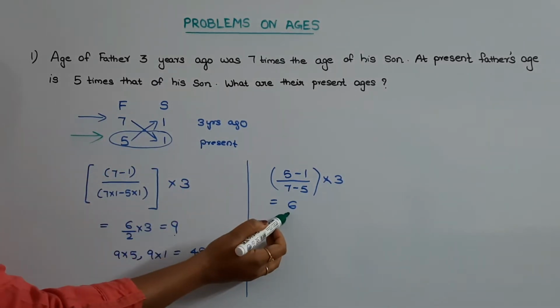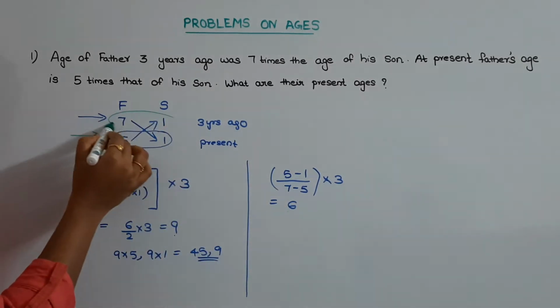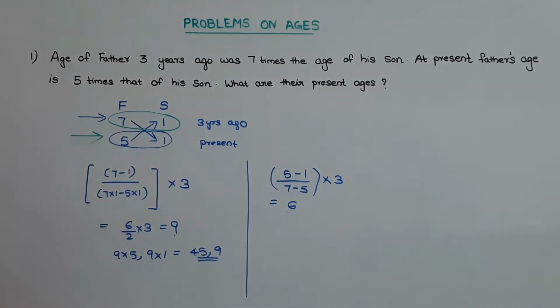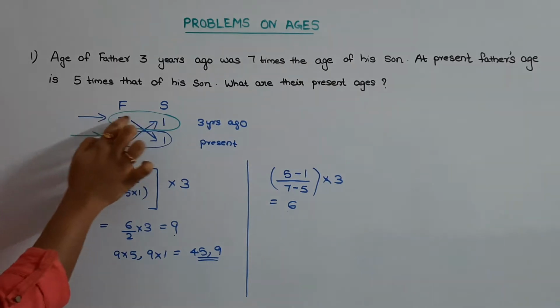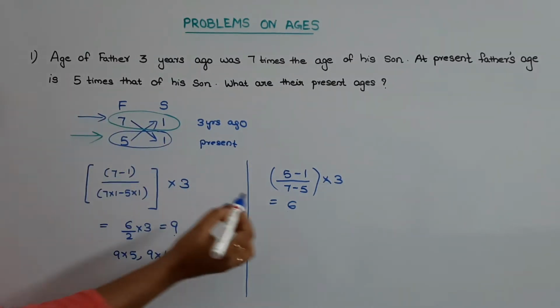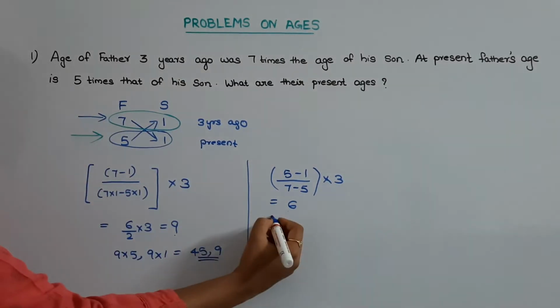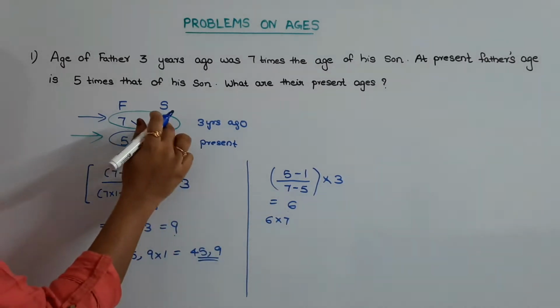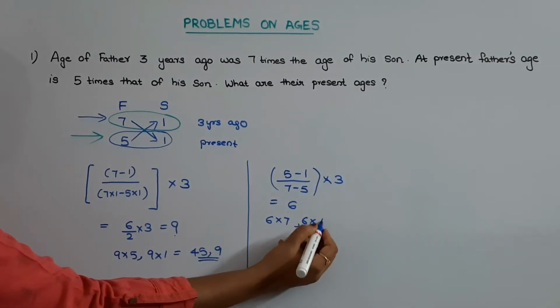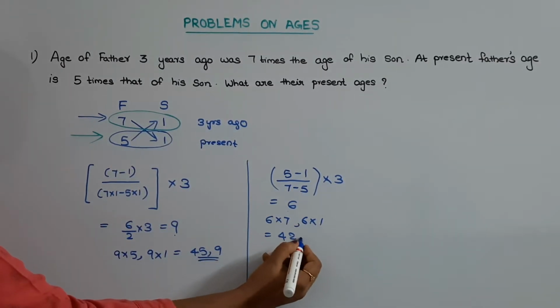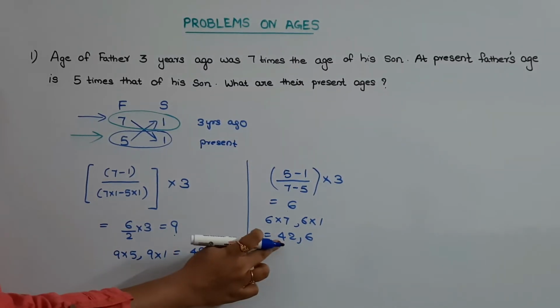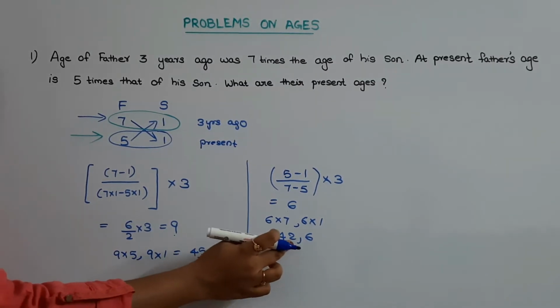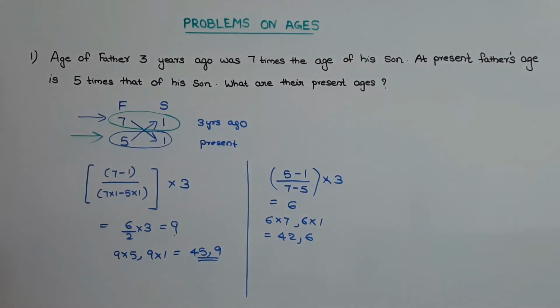Hence this value should be multiplied to the other ratio, that is 7 and 1. Then you will get the original values of this ratio. Now multiply this 6 by 7 and 6 by this 1. So that will be equal to 42 and 6. This will be the ages of father and son 3 years ago.